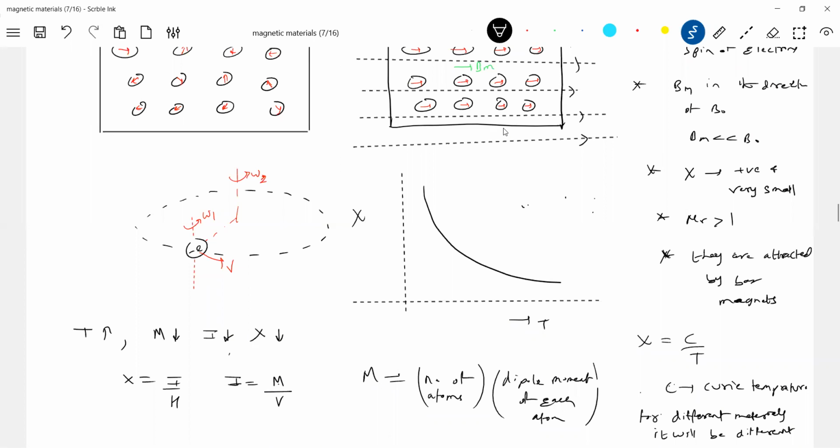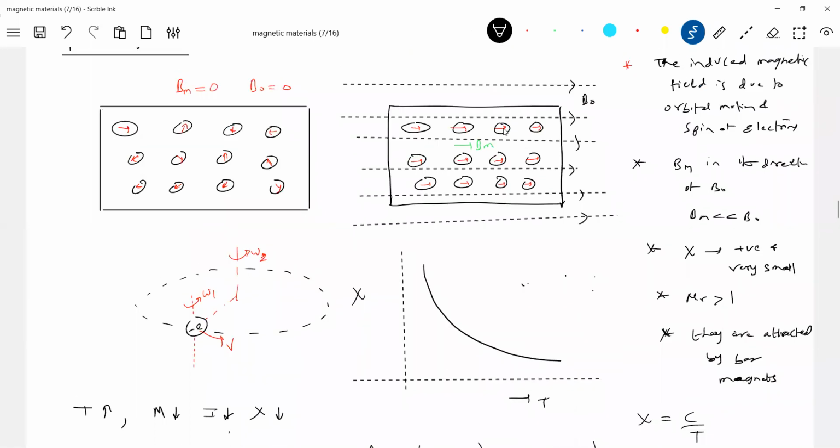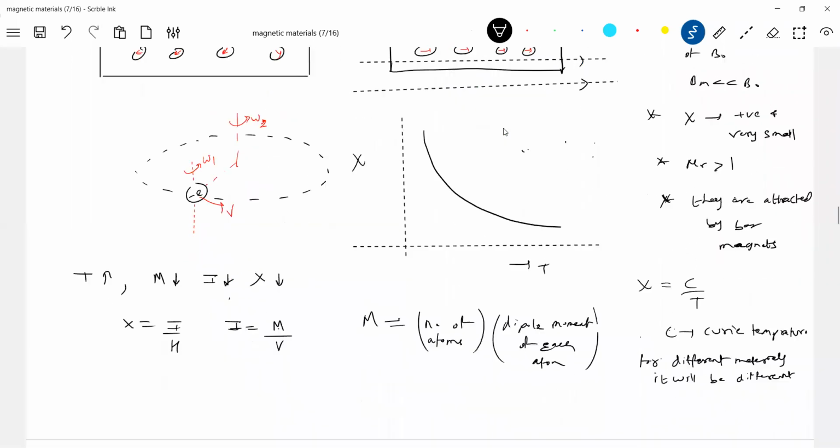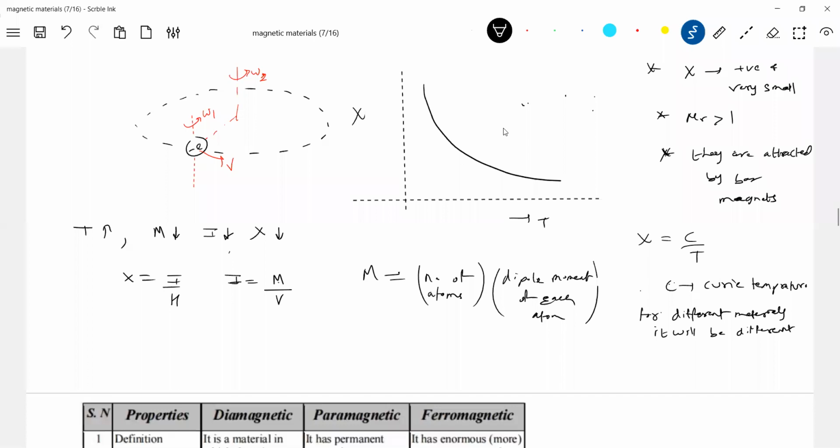Curie temperature. So now what will happen to this paramagnetism? As you increase temperature, slowly it will decrease its magnetism. The induced magnetic field will decrease here. That's what he means to say. Okay, now we'll go for the last one, the ferromagnetism.